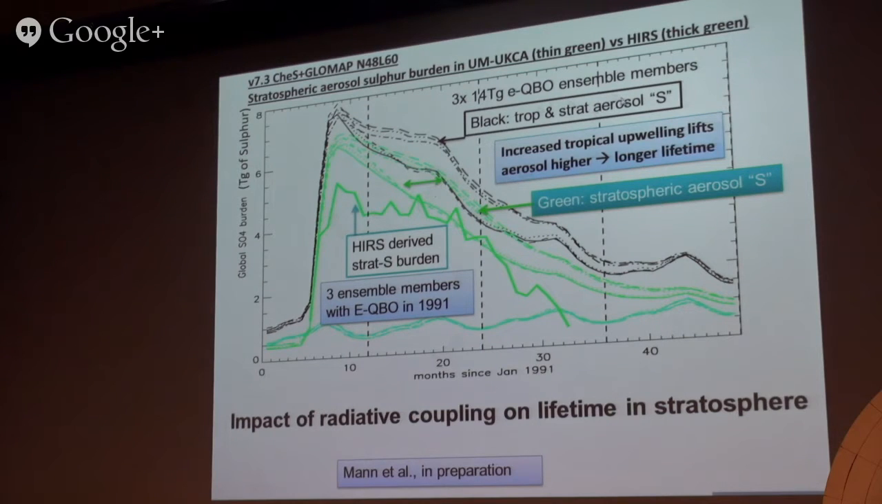The black is in the stratosphere and troposphere. We have tropospheric aerosol as well, and the green is the stratospheric aerosol. So we see that the increased upwelling is lifting the aerosol to higher altitudes, where the lifetime in the stratosphere is longer. So this is lengthening the decay time scale for the aerosol, with a big impact on its radiative effect.